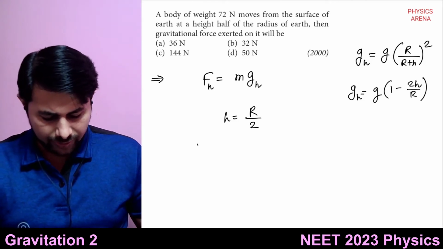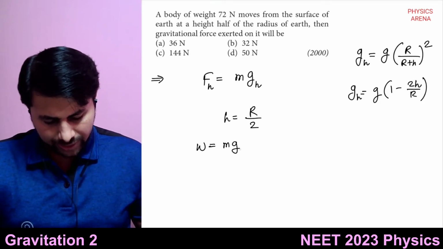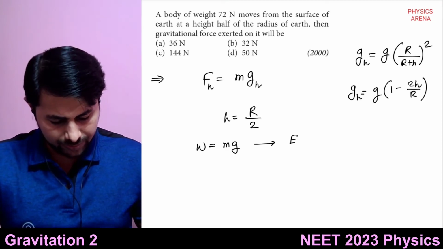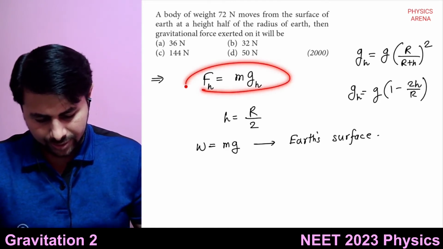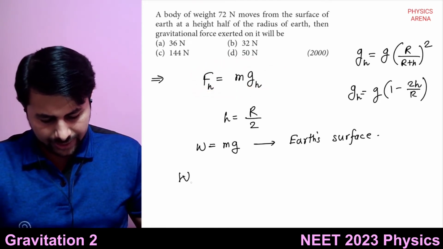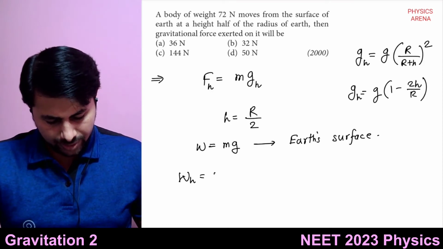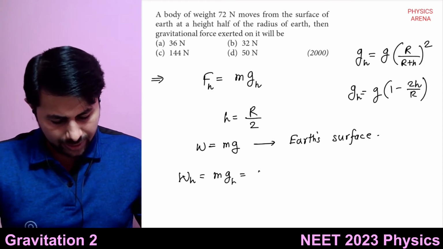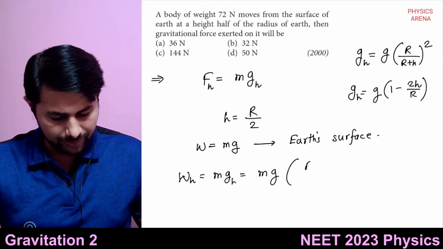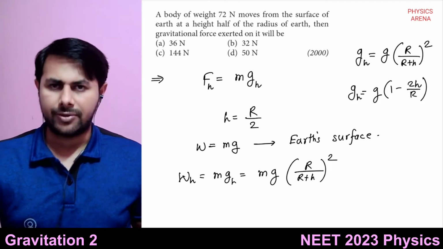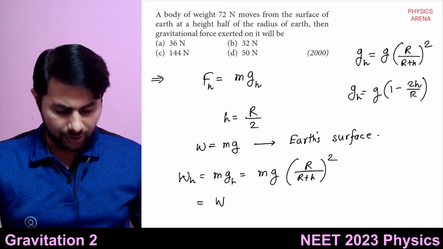So what is the weight of an object? It is the gravitational force due to earth on an object. So W is equal to mg on the earth surface. And for height h, the weight at height h will be equal to mass multiplied by acceleration due to gravity at that height. So m into g_h, which is m multiplied by, we'll use this formula, g multiplied by R upon R plus h whole square. And what is mg? It is the weight on the earth surface, so let's call it W.